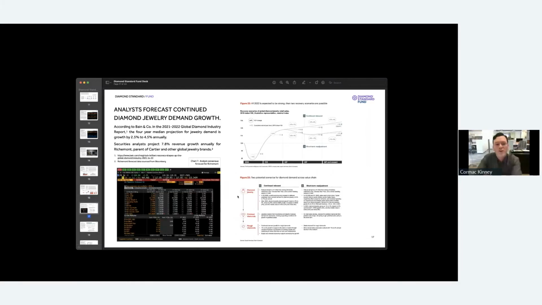And if you look at the projections of analysts who cover jewelry companies, for example, they expect a 3 to 5% growth in jewelry demand over the next 5 years. For Richemont, which owns Cartier and Van Cleef and other high-end jewelry companies, they expect 7.8% revenue growth over the next 5 years. So jewelry demand is increasing.